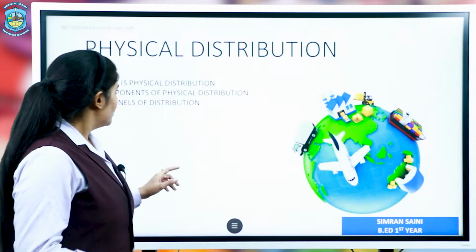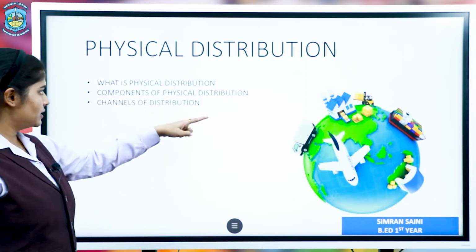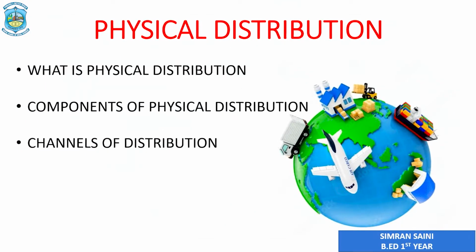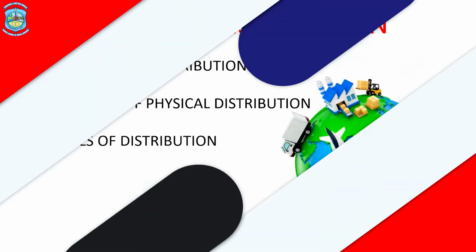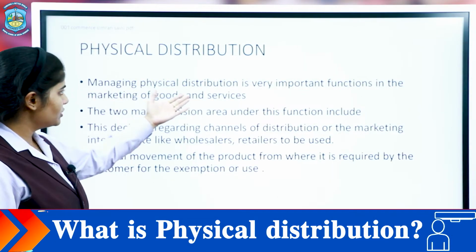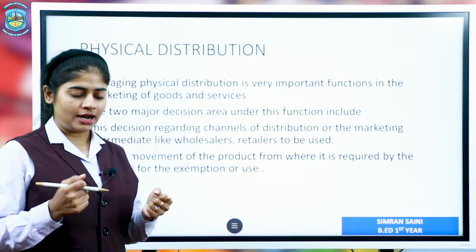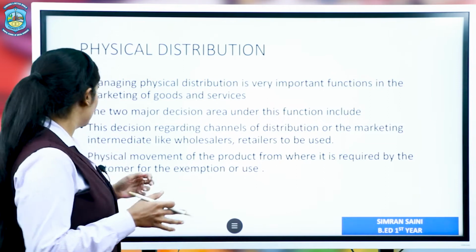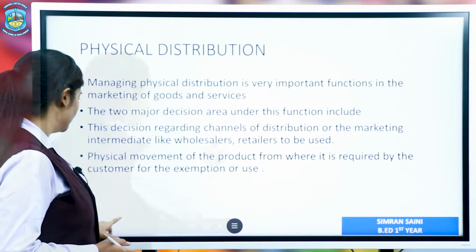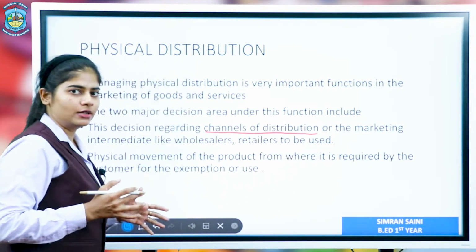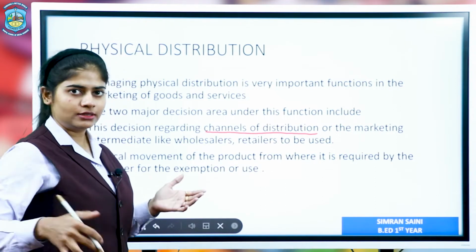So, in this slide we will learn what physical distribution is, the components of physical distribution, and channels of distribution. Here we also learn what the types of channels are. Basically, managing physical distribution is a very important function in marketing through which we can handle and have a grip on the whole market. There are two major functions in physical distribution, the first being the channels of distribution we select, which is really important. If we do not select a proper channel, it affects our marketing strategies.